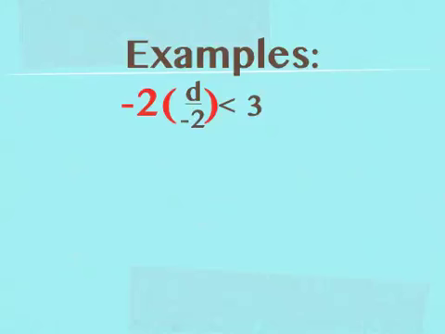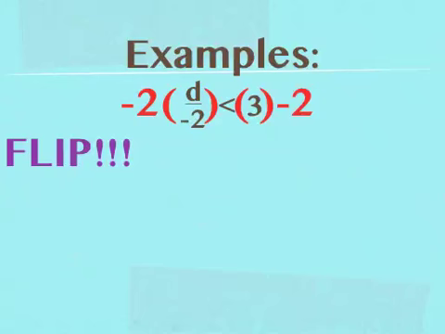Something should be going off. Oh my goodness, what are we doing? We're multiplying both sides of this inequality by a negative number. In this case, it's negative 2. When we do that, my negative 2's are going to cancel out and leave me with a positive d. But for an inequality, when I multiply or divide both sides by a negative number, I have to flip the sign. So instead of having d is less than, in my answer, I'm going to have d is greater than, and a positive 3 times a negative 2 is a negative 6.